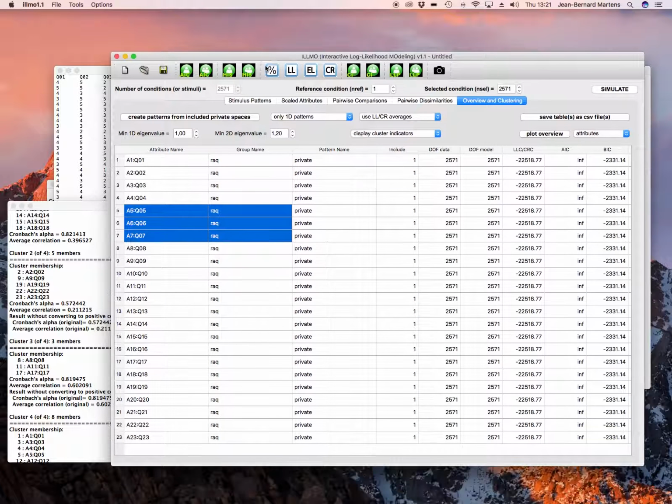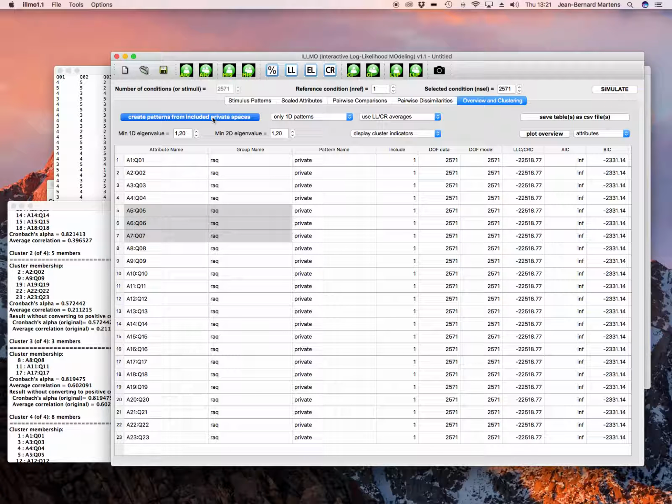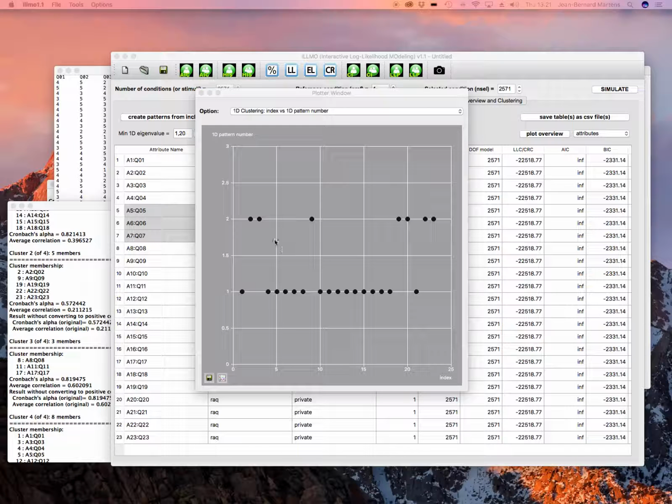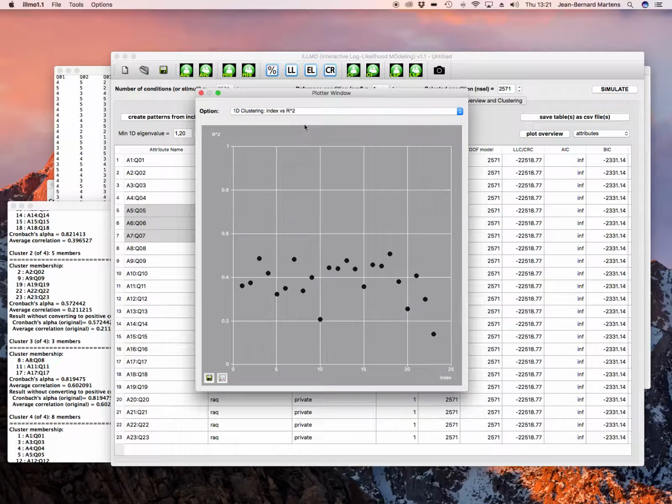Now we can influence the clustering by changing the minimum eigenvalue. For instance, if we increase it to 1.2 and run the algorithm again, we find that there's only 2 clusters now, and you can also look at the squared correlation, and they will typically be lower because it's more difficult to assign 23 questions to 2 clusters than it is to assign them to 4 clusters.